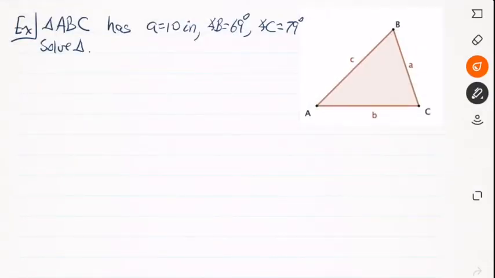All right, so for this example, I have A is 10 inches, so I'll put that over here. Angle B is 69 degrees. Angle C is 79 degrees. So there's that angle, there's that angle. And this setup obviously is angle, side, angle, 69, 10 inches, 79. So this is an angle, side, angle setup.